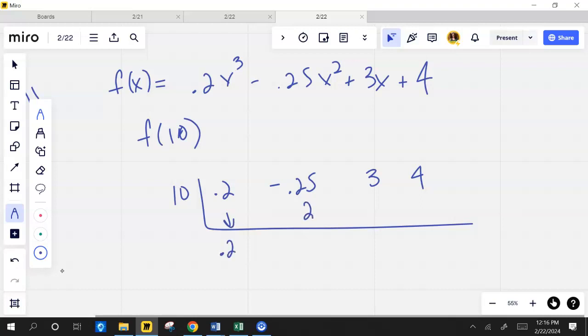That would give me 2, which would give me 1.75, which would be 17.5, which would be 20.5, which would give me 205, 209. So to answer that question, 209.